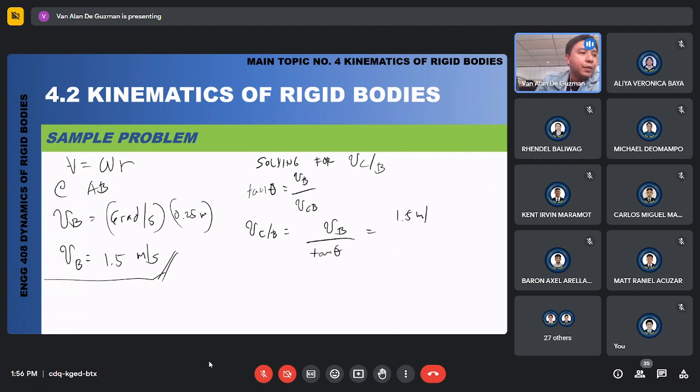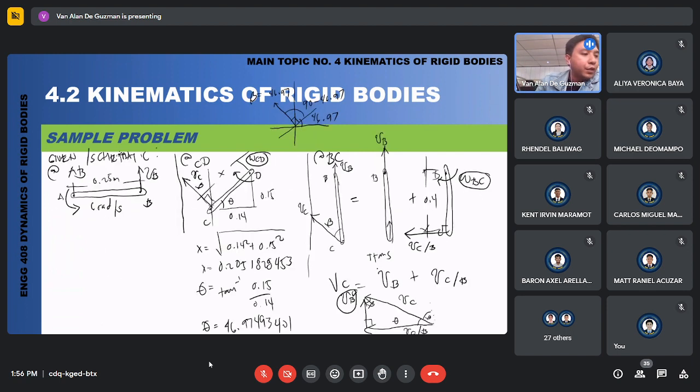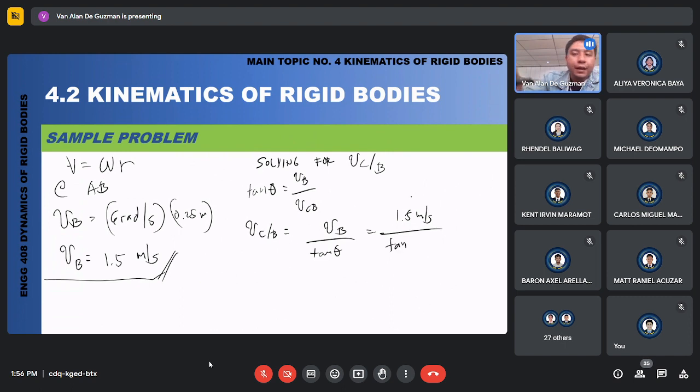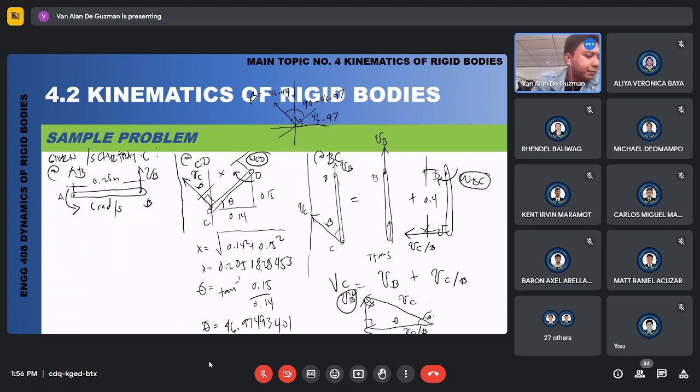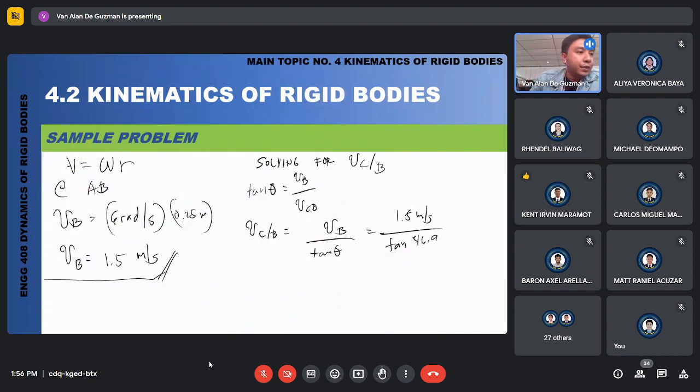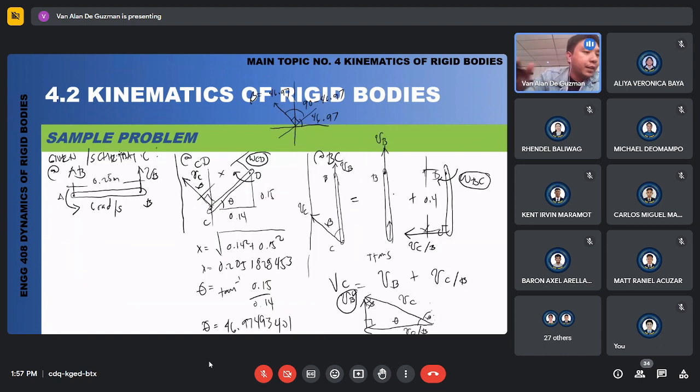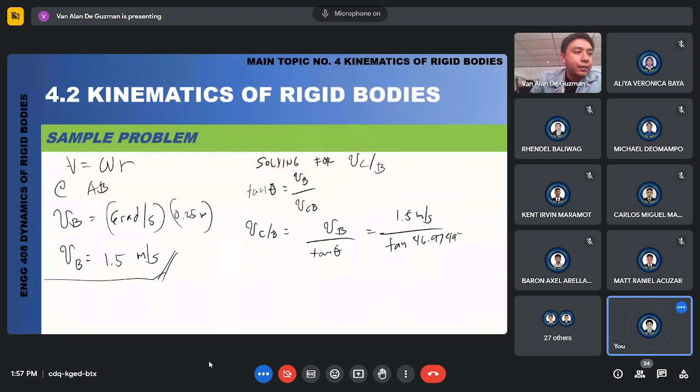VB natin 1.5 meter per second divided by tangent ng ating theta natin, 46.97. Tama? Tama po. Tama, right? So we have 46.97. Buuin natin, 97, 493, 401. Ano po yung napalabas natin na sagot?